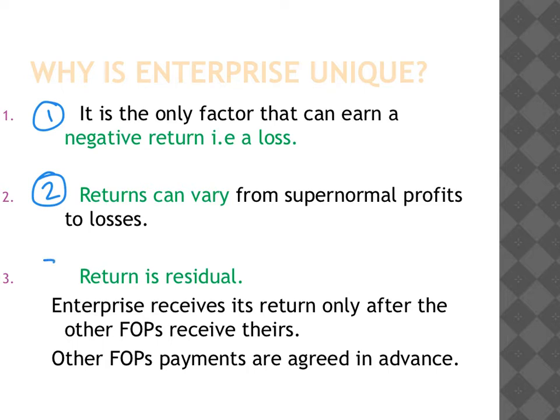And the last thing then, return is residual. So enterprise receives its return only after the other factors of production receive theirs. With an entrepreneur, they must make sure that they've paid the rent on land, they've paid the wages of their labour, and if they have any capital outstanding, for example loans on machinery, that they've paid their loan repayment plus interest. And then they can think about their profits afterwards.